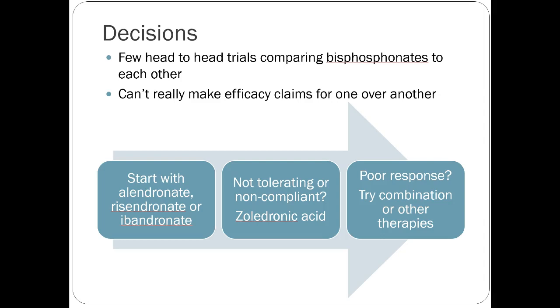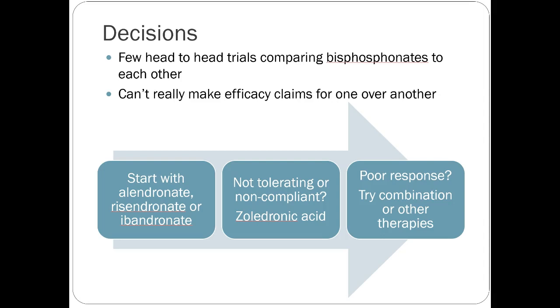So recommendations: start with alendronate, risedronate, or ibandronate. There's not really a preferred option there. I would probably recommend alendronate. It's probably going to be the least expensive option on the market. If you're not tolerating it, or your patient's non-compliant with it, consider zoledronic acid. And if you don't get a good response with that, you're going to try a combination of other therapies, which we're going to go into now.